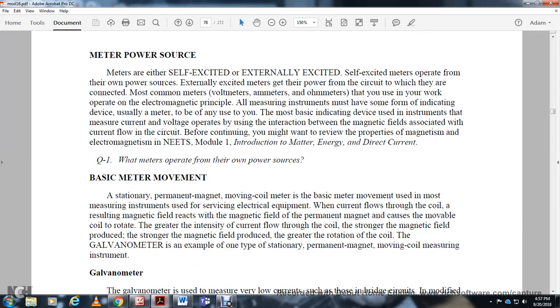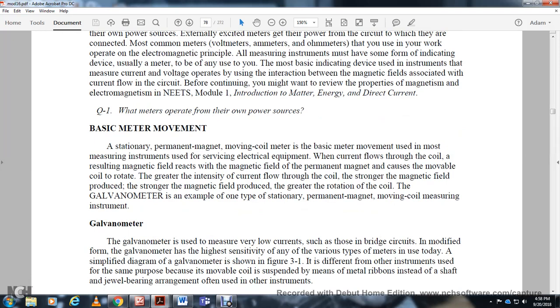The basic meter movement uses a stationary permanent magnet and a moving coil. With the basic meter movement, current flows through the coil, and the resulting magnetic field reacts with the magnetic field of the permanent magnet. The coil rotates. The greater the current flowing through the coil, the stronger the magnetic field, and the greater the rotation of the coil. The galvanometer is one type of stationary permanent magnet, moving coil measurement instrument. The galvanometer is used to measure very low current in a circuit.